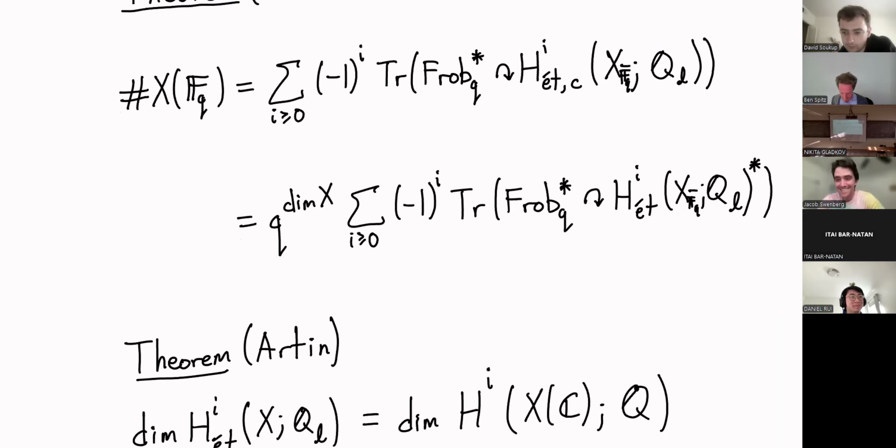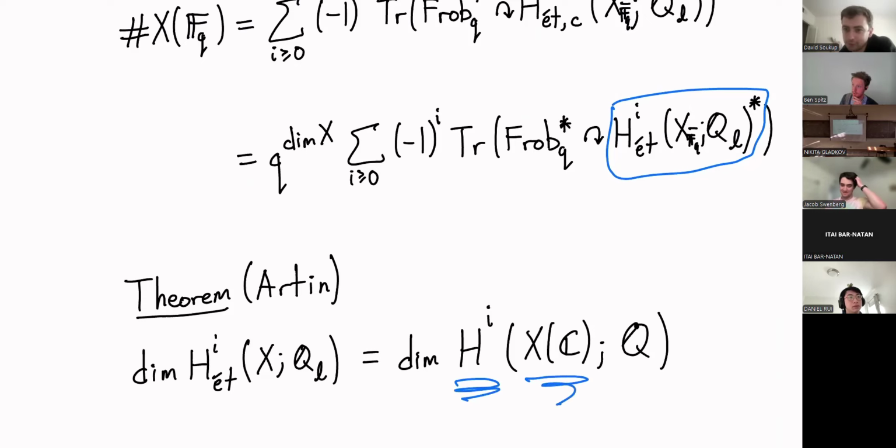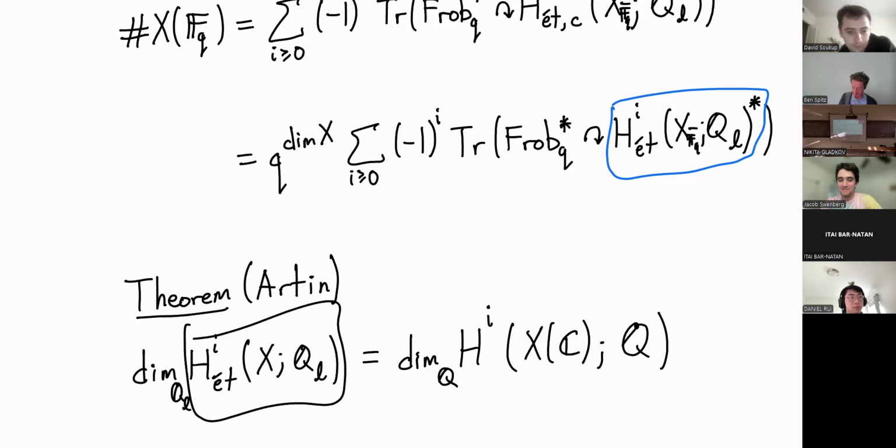So here's a nice theorem that helps us a little bit of the way there, which is this Étale cohomology group has the same dimension as the ordinary cohomology of the set of complex points as an actual topological space with coefficients in the rational numbers. This is dimension over QL. This is dimension over Q. But this vector space and this vector space have the same dimension. And so that at least gives us some place to start.